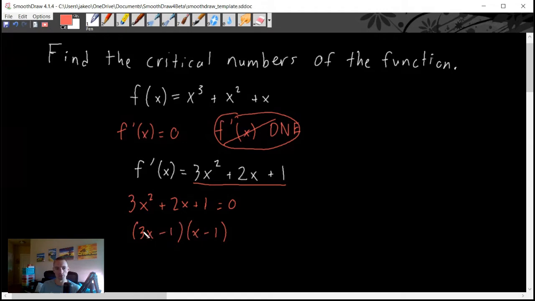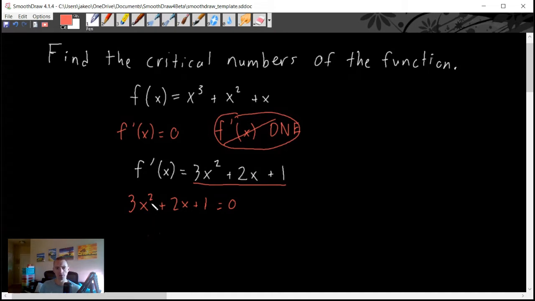If we were to reverse engineer this, we would get 3x squared, so that's good, and then negative 3x minus x would be a negative 4x, not a plus 2, right? So that's not going to work. And then similarly, if we were to put plus 1s here, we would get plus 3x plus x, so that would be a plus 4x. So there's not going to be a way to factor this out like this, which is kind of a bummer. That's generally going to be a lot easier if you can do it. But it's not the end of the world if you can't do it. The other option is to use the quadratic equation. So let's go ahead and do that.